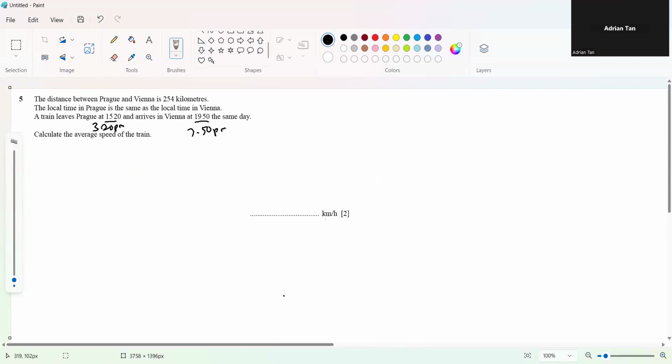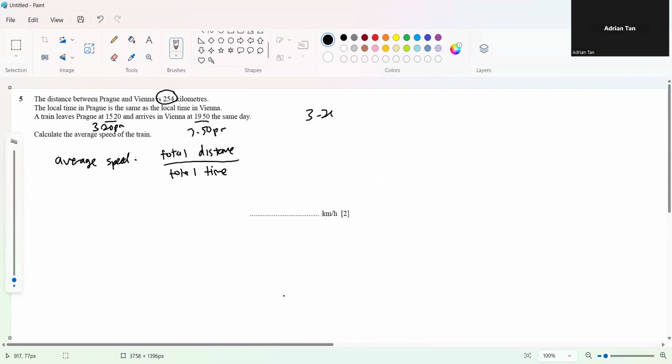From here, they ask us to calculate the average speed of the train. In this case, average speed equals the total distance over the total time. So all we need to do is find out what those are. We are given the distance already, 254 kilometers. Now we need the total time.